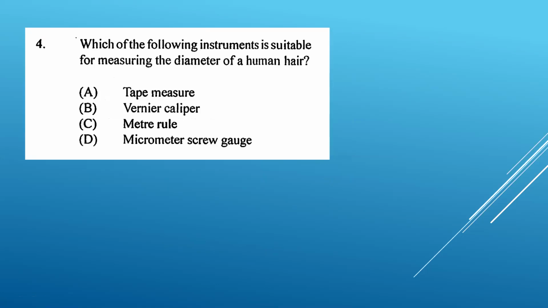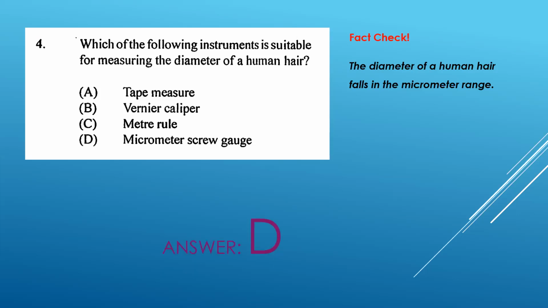Number 4, which of the following instruments is suitable for measuring the diameter of a hair? Now, the diameter of a hair is very small. It falls in the micrometer range, and therefore the answer should be a bit obvious. We use a micrometer screw gauge. The answer is D.